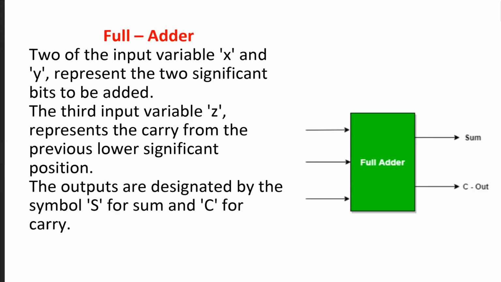Like the previous one, where I had the two inputs x and y, here also you have the two inputs x and y. The third input variable, which I call z here, is the carry from the previous lower significant position. Right now don't bother about it. In short, your full adder has three inputs x, y, z, and two outputs, the sum and the carry.